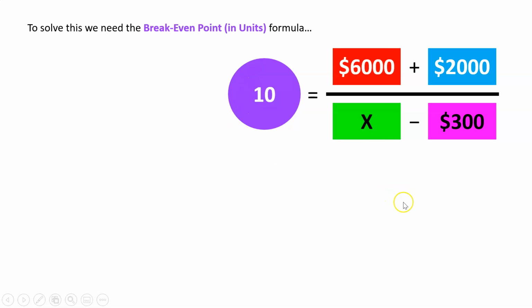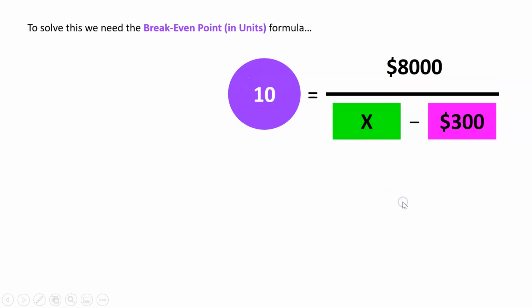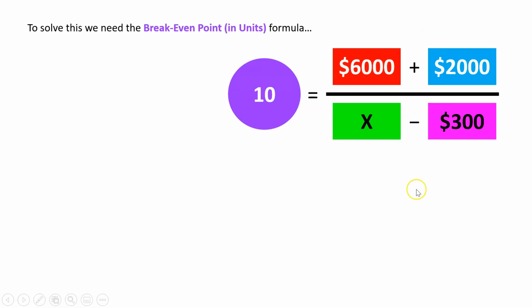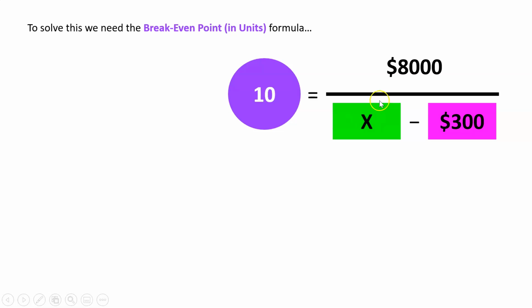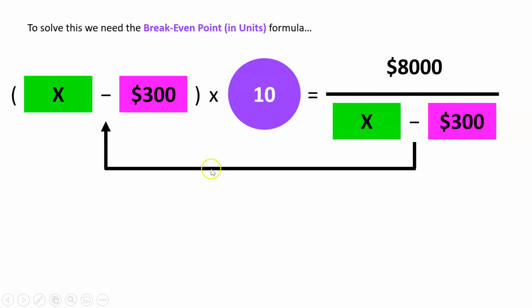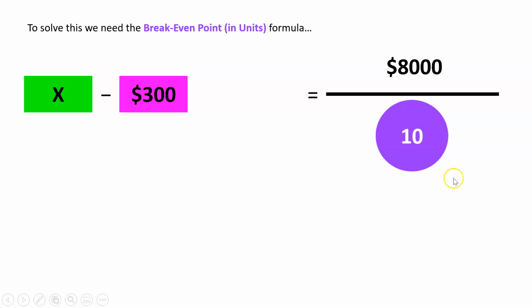But based on that, we can do a little bit of algebra. First thing we can do is say that the top half here was 6,000 plus 2,000, that's 8,000. This is dividing over here, so we're going to multiply. So we're going to move that over here and say X take 300 times 10. So that's gone. Now we'll move that 10 under here, just to move it to the other side.